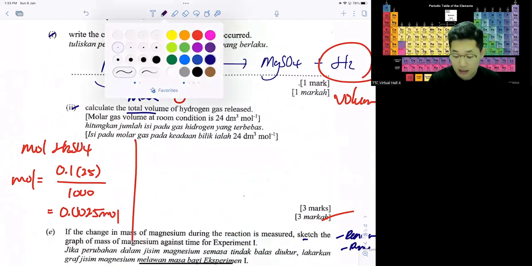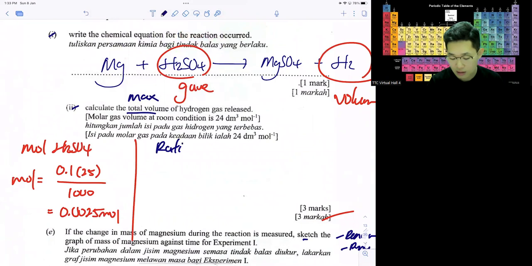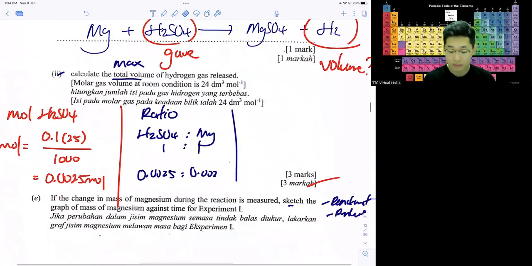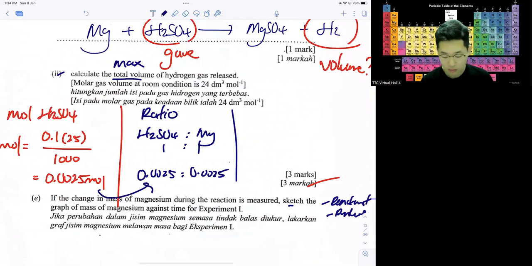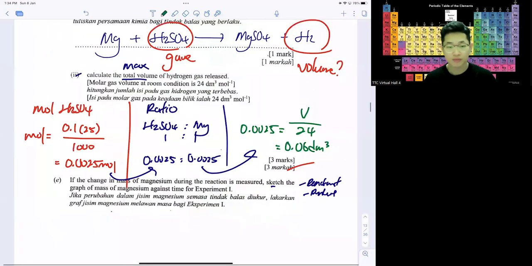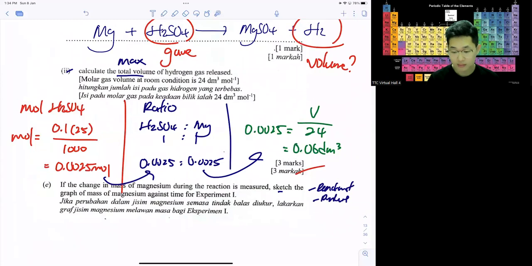Then the ratio, right? Remember, if you need to write a sentence, then write a sentence. And lastly, mole equals volume over molar volume. And we get 0.06 dm3. That's how you do it.